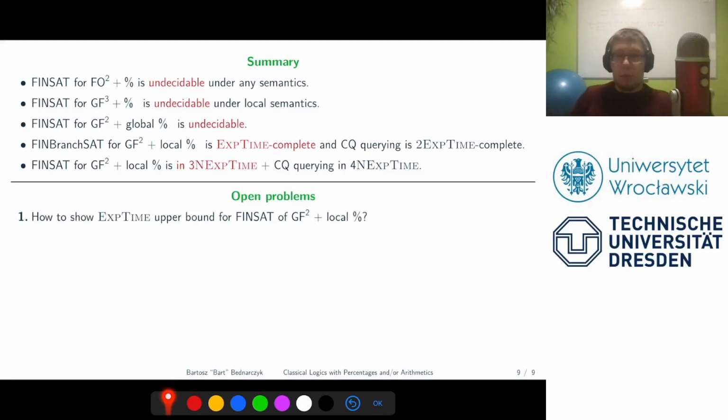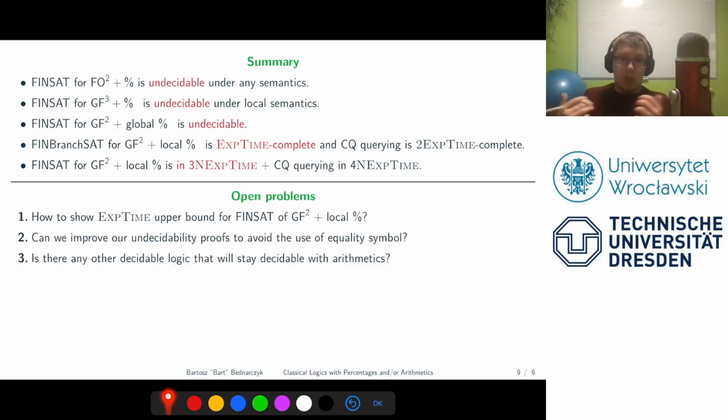First of all, we'd like to know how to prove the exponential time upper bound for the finite satisfiability for GF2 plus local percentage counting. And as I told you, it's not that easy because you cannot really loop back elements in this construction of infinite tree-like structures. Then in our undecidability proofs, for example, for expressing functionality, we use the equality symbol. So can we prove undecidability of our logics without the use of equality symbol? And this is open for the moment.